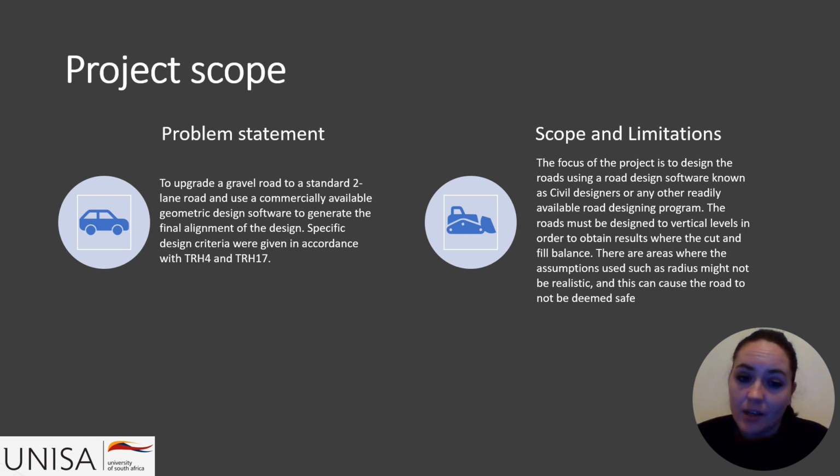The specific design criteria was given in accordance with TRH4 and TRH17. Scope and limitations. The focus of the project is to design the road using a design software known as Civil Designer or any other available road design program. The roads must be designed to vertical levels in order to obtain results where the cut and fill can balance. There are areas where the assumption used, such as radius, might not be realistic. This can cause a danger in the road design.